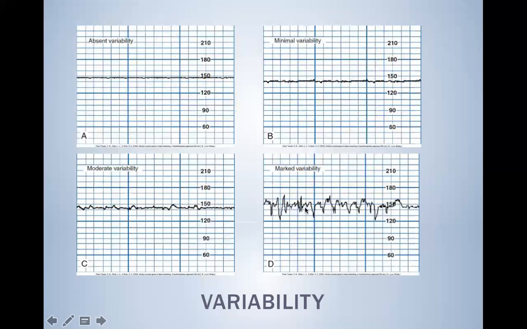Marked variability for a short period of time is okay. It might be fetal excitability. However, if we see marked variability for more than 20 minutes, we are going to start to do some interventions because it's probably a sign that that baby is in some sort of duress. Absent variability is always ominous.